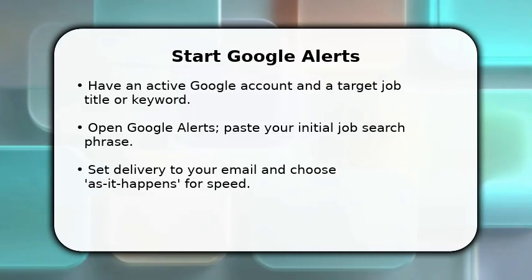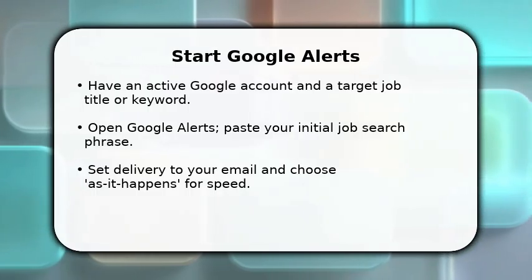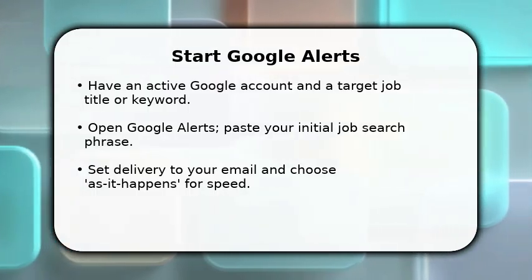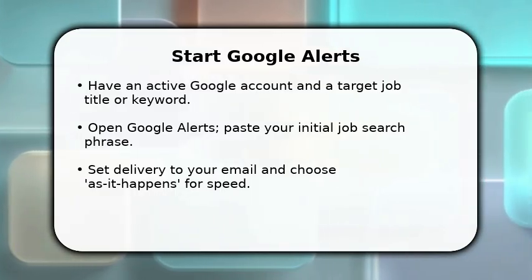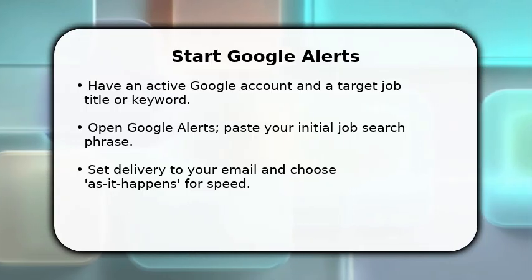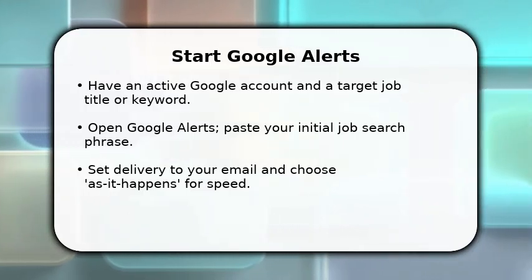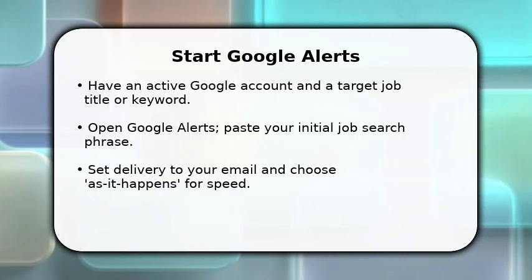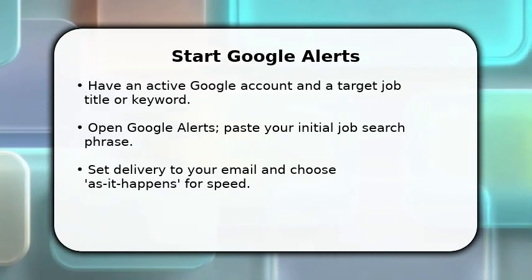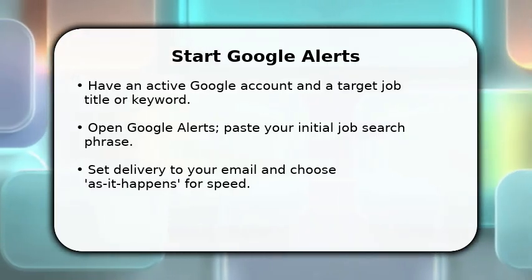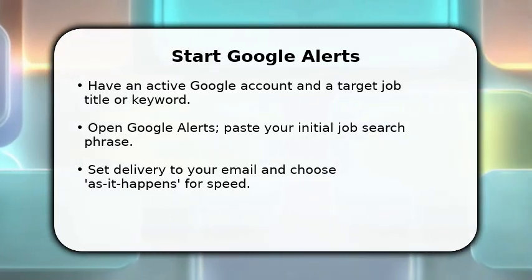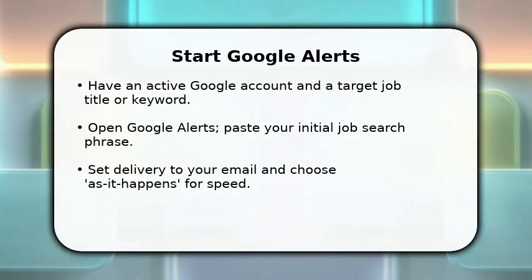You begin by confirming you have a Google account and a clear job title or niche keyword. Next, go straight to Google Alerts and paste that job phrase into the box. This is your seed. Once done, choose your delivery email and select "as it happens" so you get listings immediately. You do this now to capture new postings early. It's faster than periodic checking. Make sure to use the primary email tied to your job search tools so alerts don't get lost.